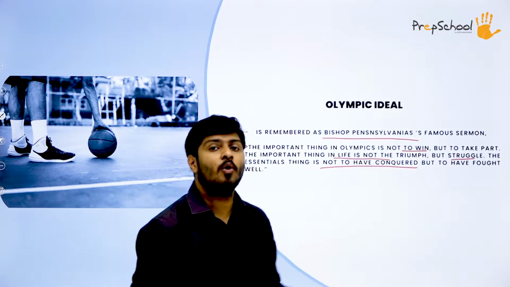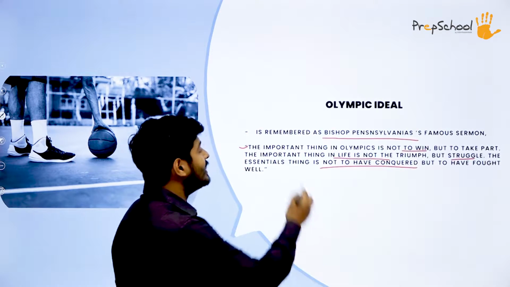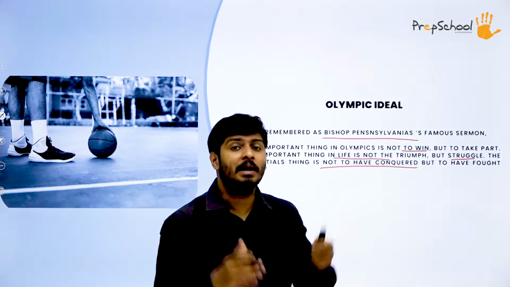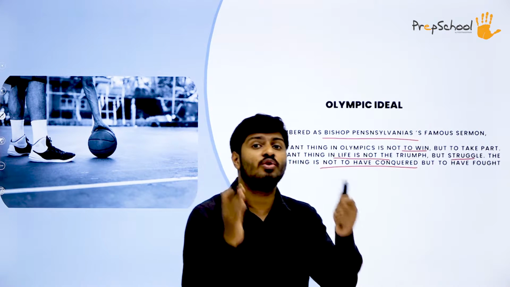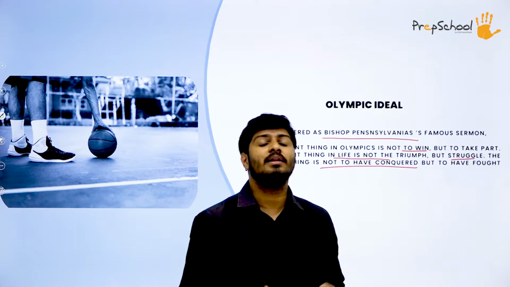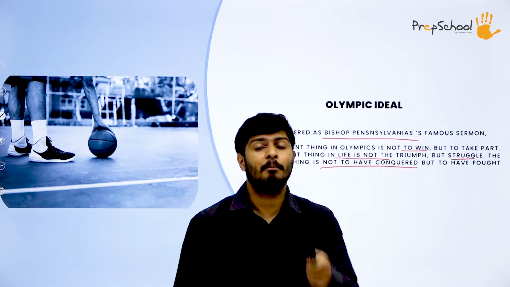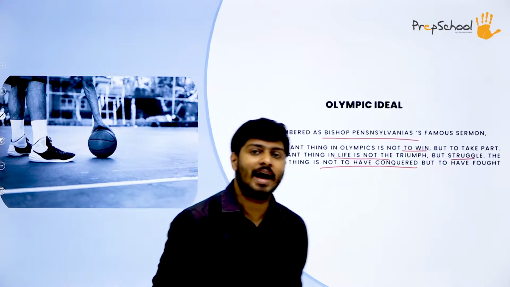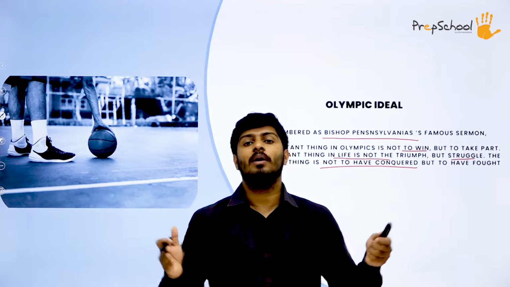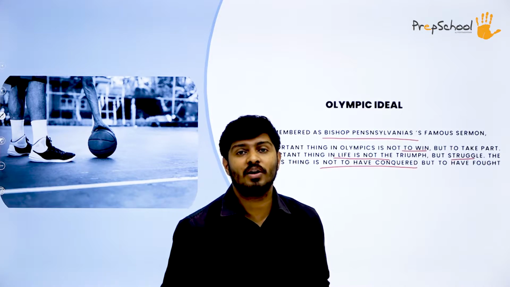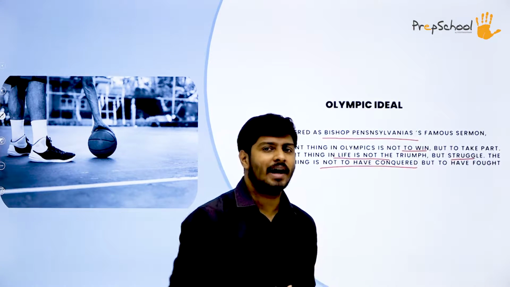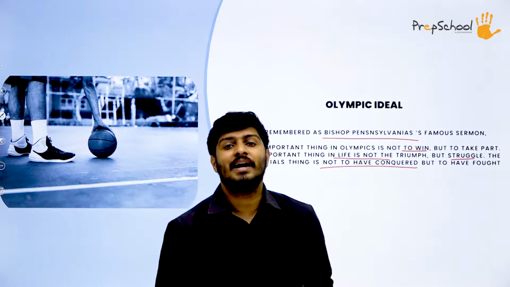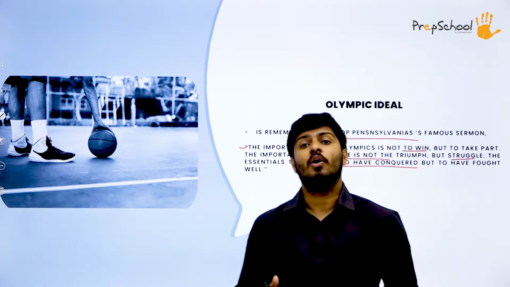So the Olympic ideal over here is what? Once again I will repeat. The important thing in the Olympics is not to win, but to take part. The important thing in life is not to triumph, but to struggle. The important thing is not to have conquered, but to have fought well. So that is the Olympic ideal that the Olympians carry over from the ages from where the modern Olympics started. Having said that, hoping you understood the Olympic ideal, let's move on to our next topic, that is the objectives of the Olympics.